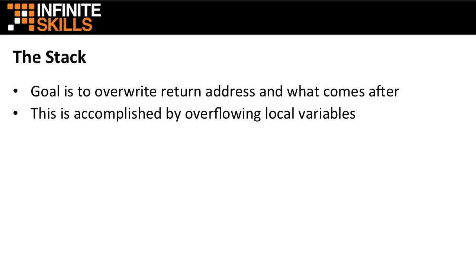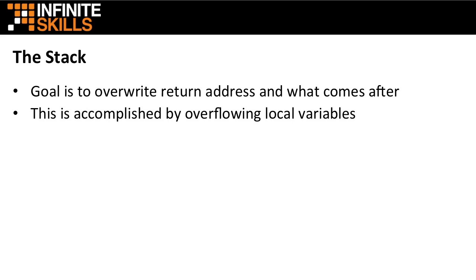So the goal is to overwrite the return address and what comes after it typically. This is accomplished by overflowing local variables. And by the way, for Intel, the stack grows toward lower memory addresses. We'll see more of this in some future videos. After the local variables, there is something called a frame pointer. Normally, this is related to the EBP register. The stuff you see in red is the return address, then it's some other information.